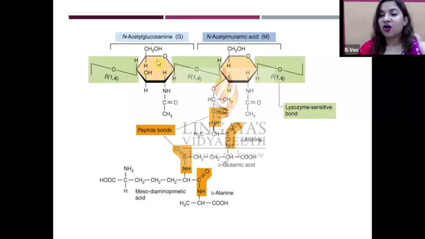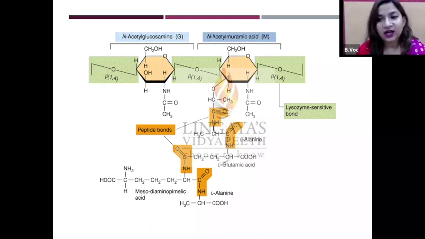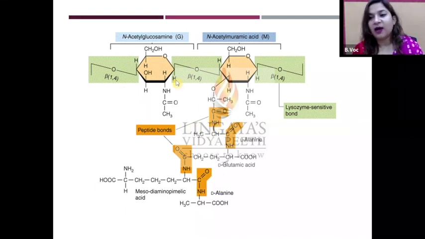So on the basis of the cell wall also, the bacteria are classified into two very important classes, which are gram-positive bacteria and gram-negative bacteria, based on the components of the cell wall. We'll be talking about it later. All right. So you can see here the cell wall of the bacteria. It is made up of N-acetyl glucosamine and N-acetyl muramic acid. The lysozyme-sensitive bonds are also there. It is attached with the peptide bonds. You can see there the CONH bonds are there. So this is the biochemical structure of the cell wall of the bacteria.